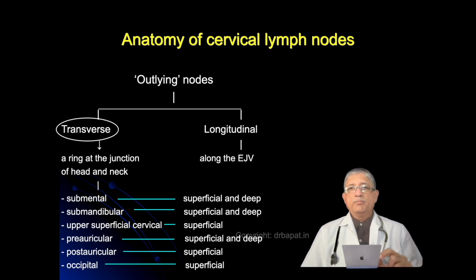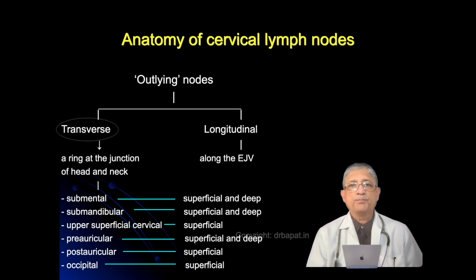And the groups of lymph nodes in this ring are submental, submandibular, upper superficial cervical, preauricular, postauricular, and occipital. All these nodes lie in the superficial plane. Some of them, however, namely in the submental, submandibular, and preauricular groups, lie in the deep plane as well.